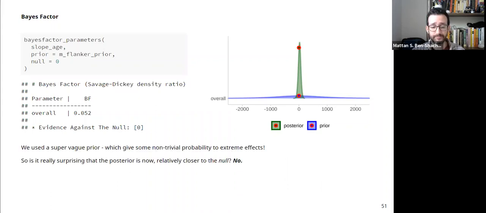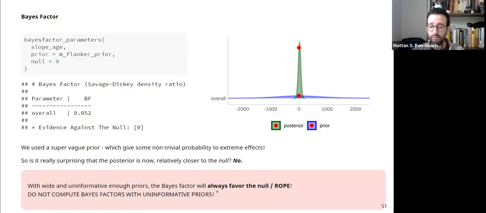And really, with any wide enough prior, our Bayes factor will always favor the point null or the rope. So it's very important to not compute Bayes factors if we have uninformative priors. That's the take-home message from this slide, at least.